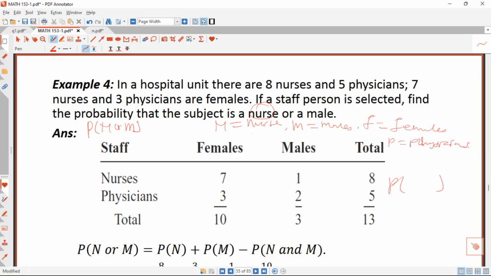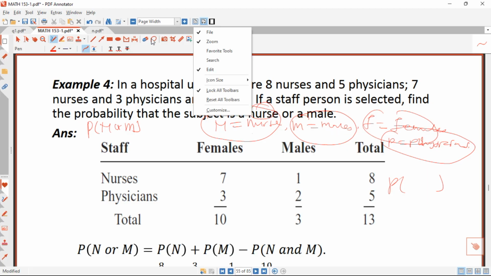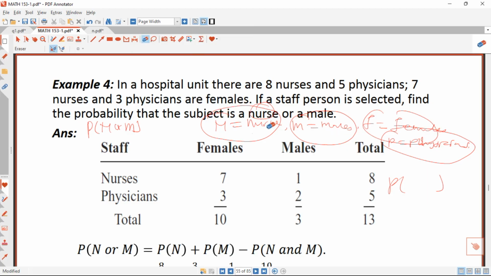So here what you are going to do is to use N. We want our N to represent what? Nurse. We want our M to represent what? Male. We want our F to represent what? Female. And then we want our P to represent what? Physician. Right? So here we are told to find probability that the subject is a nurse or a male, right? A nurse or a male. So this is how it can be written, right?